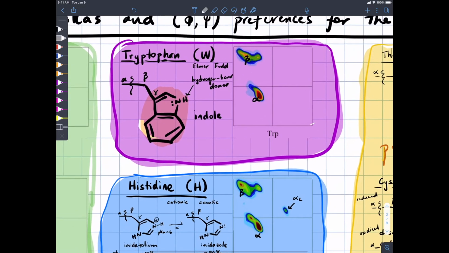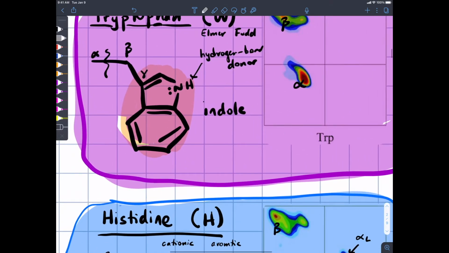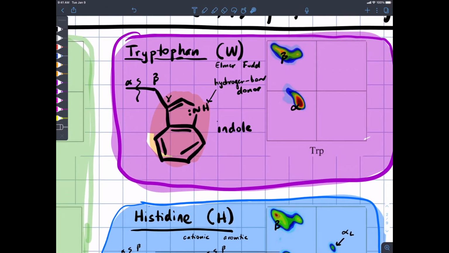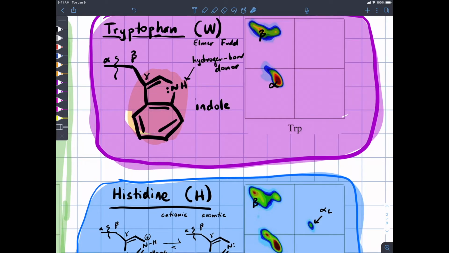Anyway, sorry. So tryptophan does the same things as phenylalanine and tyrosine. Tryptophan's a little bit different. This side chain group is called an indole. It's aromatic, 2, 4, 6, 8, 10 pi electrons. It's got this hydrogen bond donor here that can be important. The nitrogen makes tryptophan more electron rich than phenylalanine, so tryptophan's even better than phenylalanine at participating in cation pi interactions.